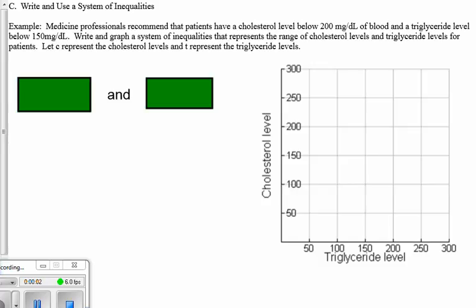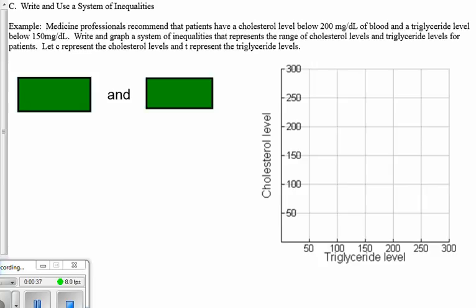For our second video in section 3.3, we're going to be looking at two different examples here. For our first one, we need to write and use a system of inequalities to solve a real-life problem. In this case, it says medicine professionals recommend that patients have a cholesterol level below 200 milligrams per deciliter of blood and a triglyceride level below 150 milligrams per deciliter. Write and graph a system of inequalities that represents the range of cholesterol levels and triglyceride levels for patients.